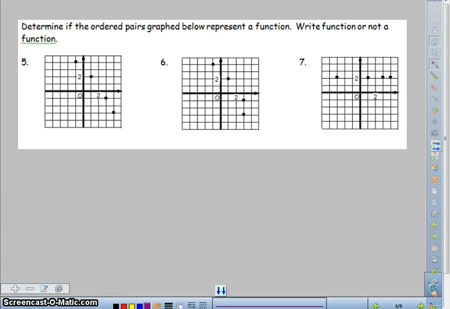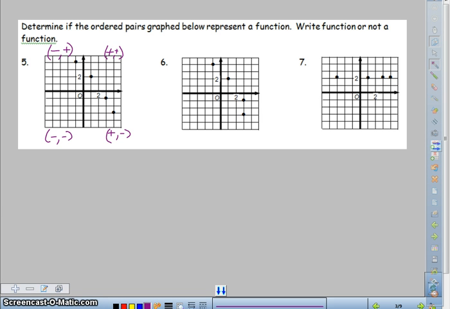Determine if the ordered pairs graphed below represent a function. Write function or not a function. And that's one thing we're really going to have to get good at, is knowing what these points are. Just a little tutorial, remember these are positive, comma, positive coordinates. This would be a negative, positive coordinate in this quadrant. Down here, these are negative, negative, and over here, this is going to be positive, negative. So those are our four quadrants. Quadrant 1, Quadrant 2, Quadrant 3, Quadrant 4.